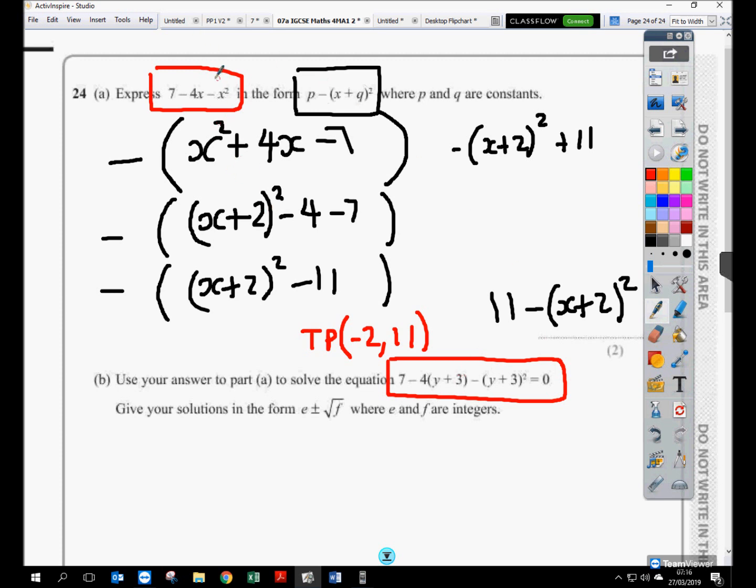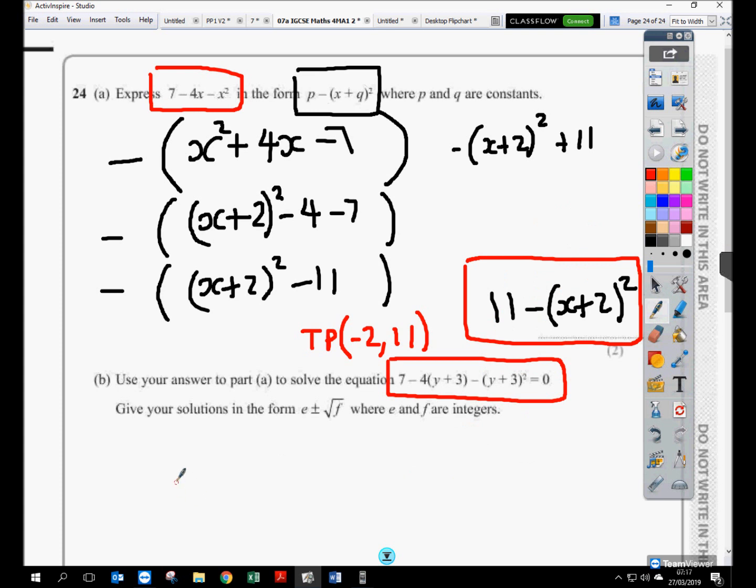So we know that this expression at the top can be written in this format: 11 minus x plus 2 all squared. So if 7 minus 4x minus x squared can be written in this form, then so can this one, because it's basically the same. The only difference is the x has been replaced with y plus 3. That's what I'm going to do.